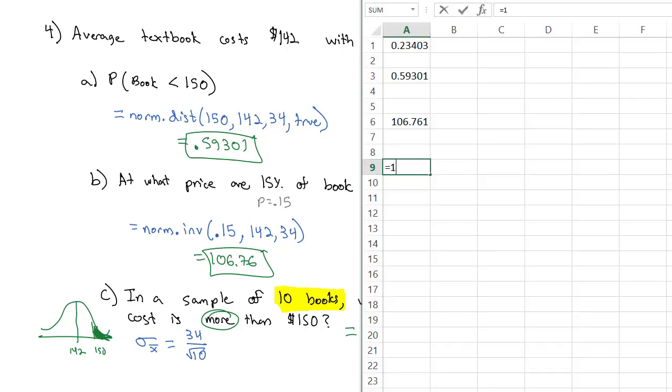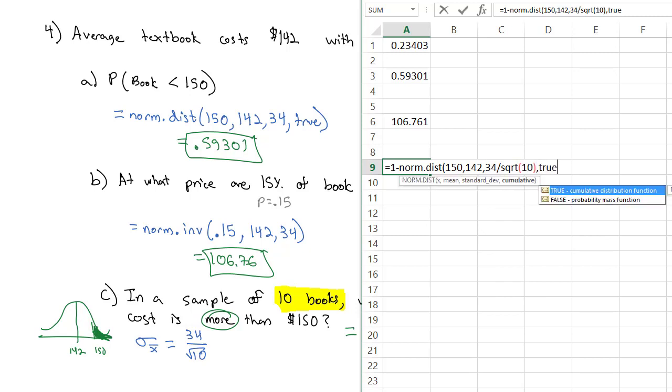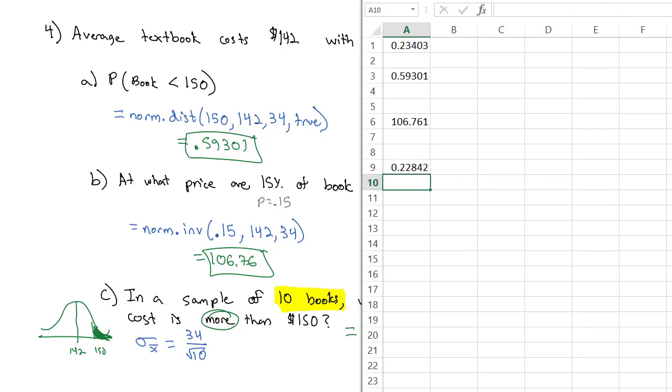So in Excel, I say equals 1 minus norm.dist. That gets me into the right tail. Then the number I care about is 150. The mean was 142. And the standard deviation we said was 34 divided by the square root of 10. And then we always end with true. The probability a sample of 10 books averages more than 150 is 22.8%, or 0.228.